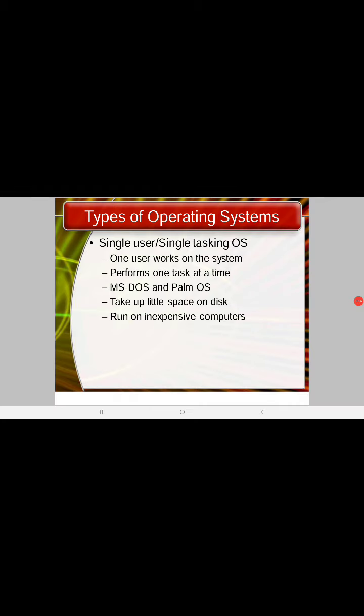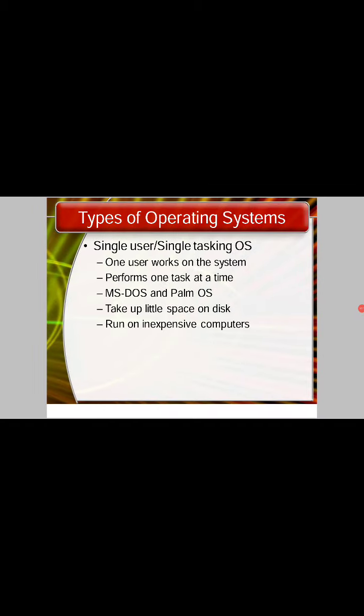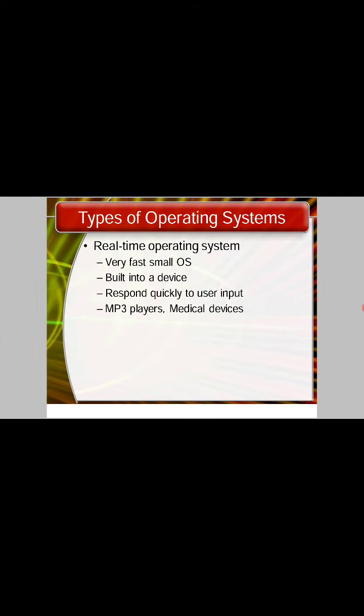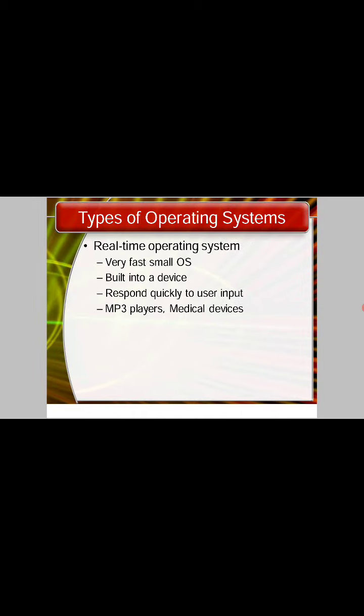So next, types of operating systems. There are different types of operating systems. First one is real-time operating system. Second one is single user operating system. Third one is multi-user operating system. Fourth one is batch type of operating systems.